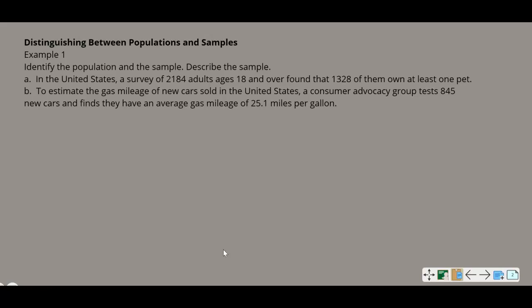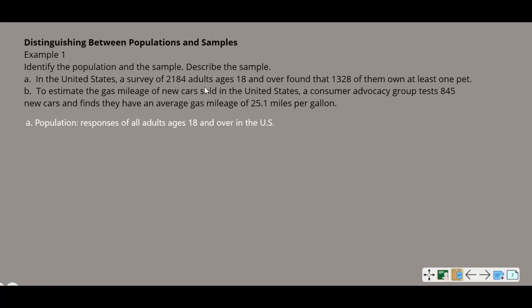All right, so the question says, identify the population and the sample. So we're talking about people in the United States, and this says that people who are adults 18 and over. So our population is going to be all adults ages 18 and over in the United States. All right, so we've recognized that the population represents all the adults ages 18 and over in the United States. So what does that mean that the sample is going to describe? So the sample would consist of the respondents that they surveyed. So the 2,184 adults would be the sample.